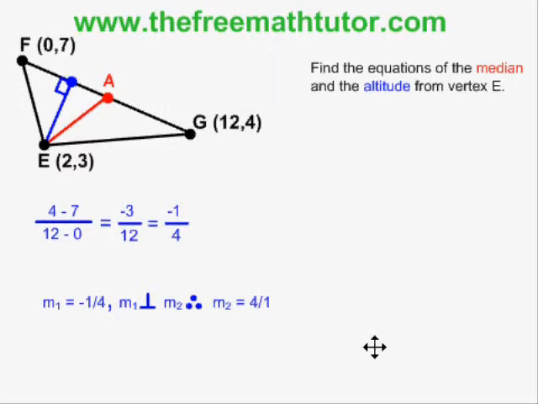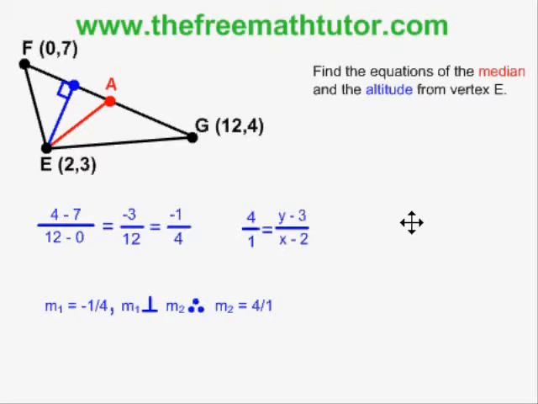Now I'm taking my slope 4/1, and I'm going to use it to derive the equation of the altitude. I make slope equal to y minus over x minus, and plug in one of the points I know is on the line. In this case, point E is the only point that I know is on the altitude, so I'm using the point 2, 3. Cross multiplying, I get the equation 1 times y minus 3 is equal to 4 times x minus 2. And this simplifies into y equals mx plus b form as y equals 4x minus 5. The equation of the altitude is y equals 4x minus 5.